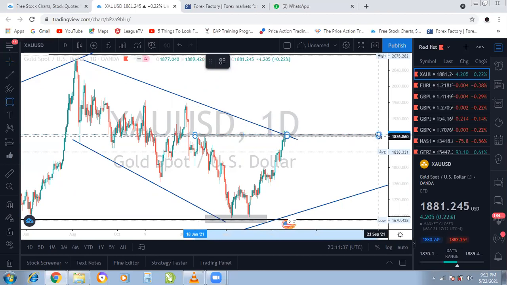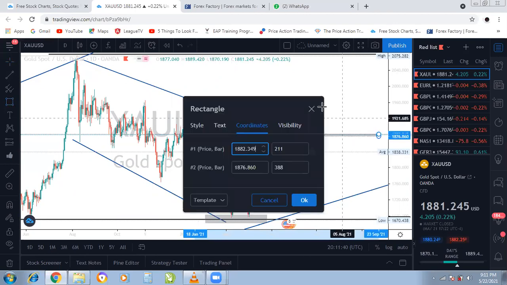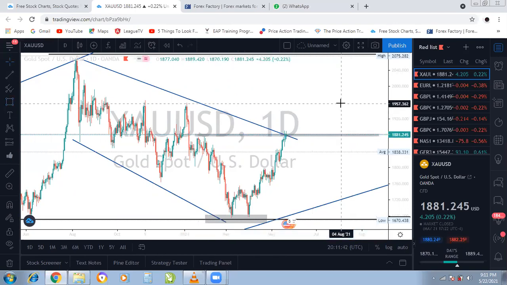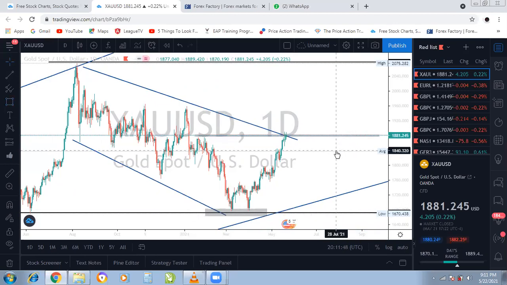Meaning I won't be looking out for a buy now. I'll only be looking out for a sell now on gold. Why? Because price is currently testing my diagonal resistance and also my horizontal resistance. But the sell I'll be looking out for will be in the form of a correction. Meaning when it has sold to a particular point, it has to continue the uptrend movement.